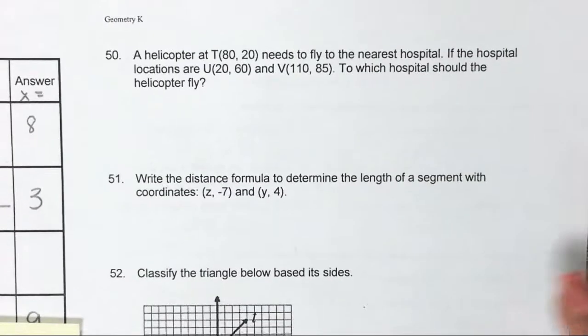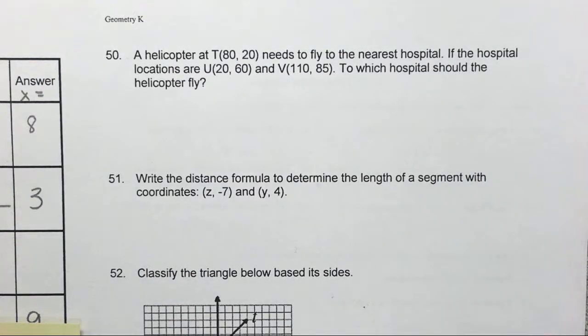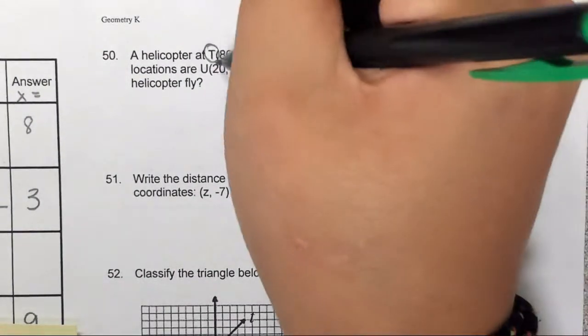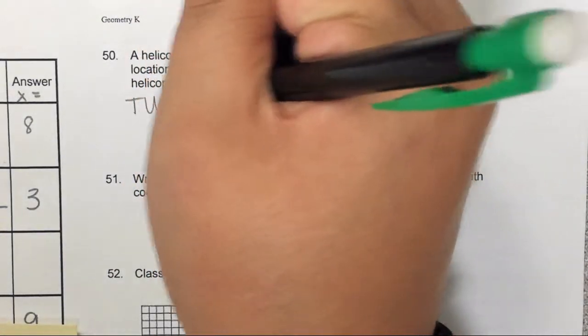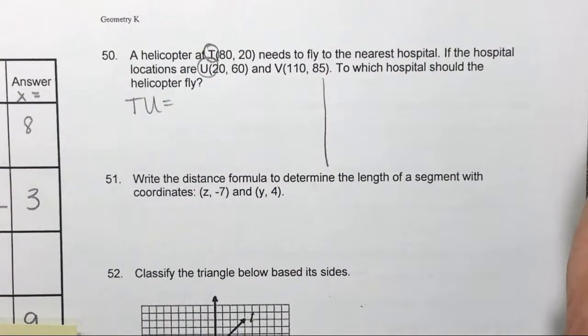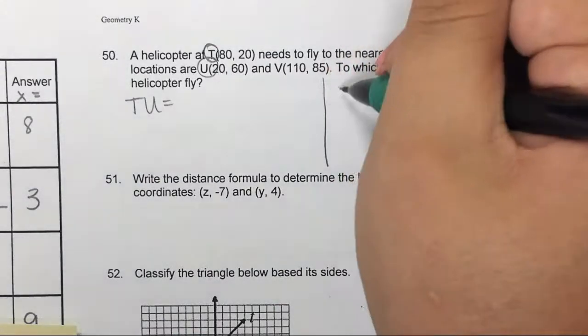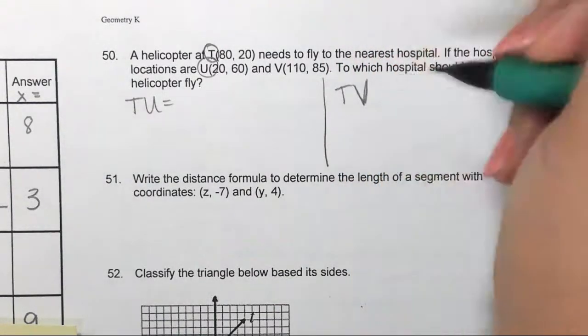I haven't graded them. Okay, helicopter T is there and needs to fly to the nearest hospital. There's two hospitals, one at U and one at V. How do I know which hospital they should fly to? Distance formula, and what? I need to use where the helicopter's at and the hospital location. So TU is the first hospital, and where's the other one he could fly to? No, TV, because the helicopter might need to go to that one.